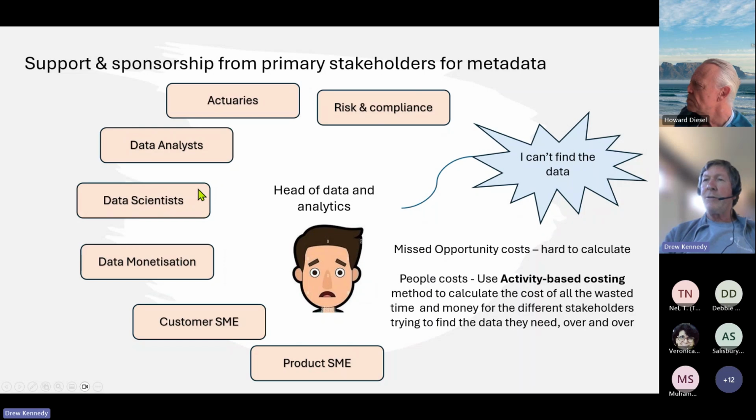If you take that and you extrapolate it over the data analysts, over the actuaries, what is the opportunity cost for the actuaries if they can't do this stuff? What is the activity-based costing for actuaries trying to find data? And these are highly paid, very, very scarce resources. So I suspect that the business case for being able to build a data catalog and a metadata tool, if this person structured their approach correctly and approached these different stakeholders, they would get massive buy-in.